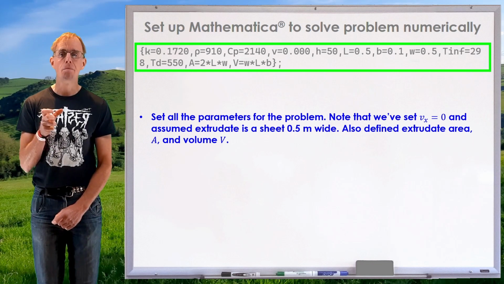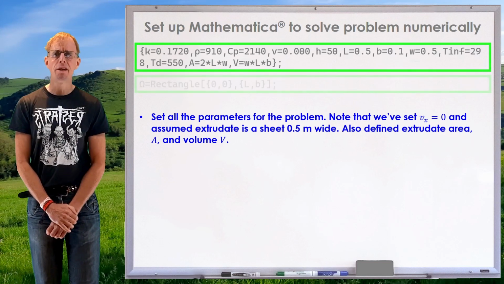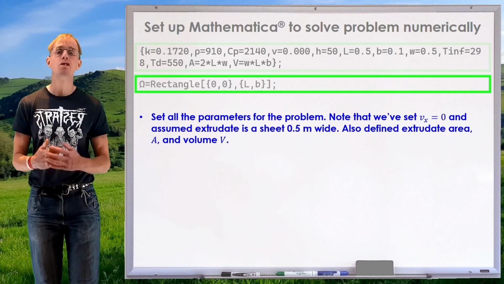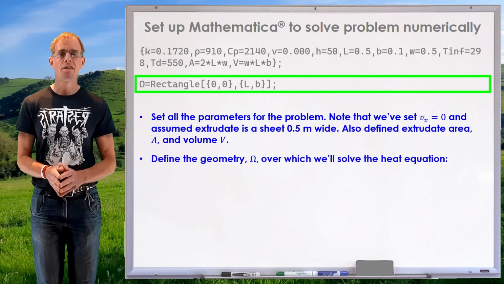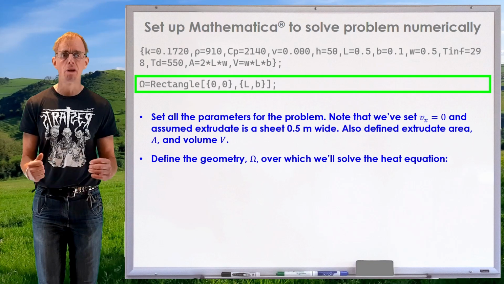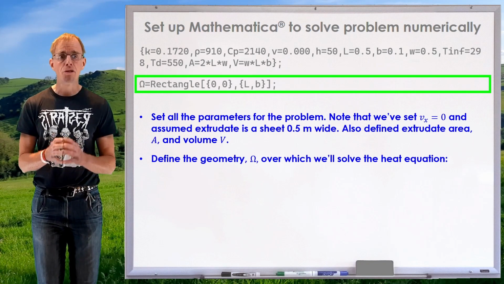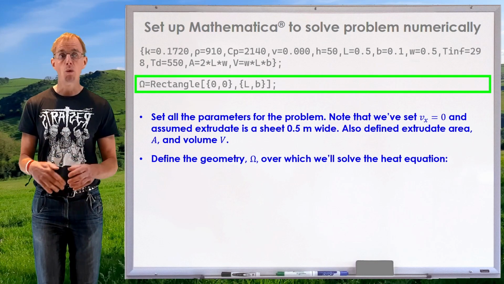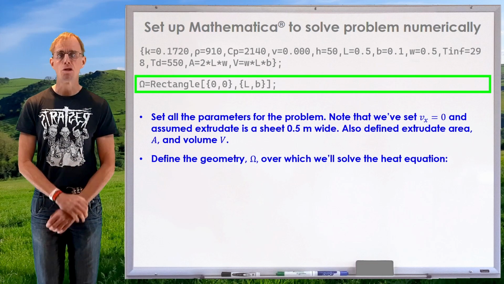And then I've got my 2 parameters that are derived from these basic specifications, which is my surface area and my volume. Okay, so having defined the parameters for the problem, we need to define the geometry of the problem. And what one can do in Mathematica is say, I've got a geometric shape, a rectangle of these particular dimensions that represents the heat transfer domain or the partial differential equation domain that I wish to solve on.